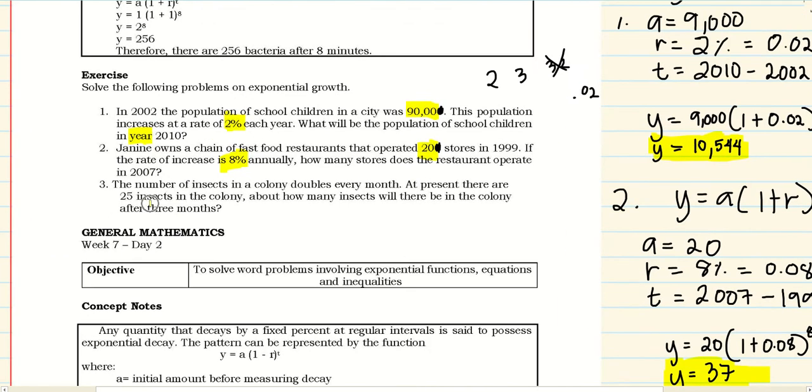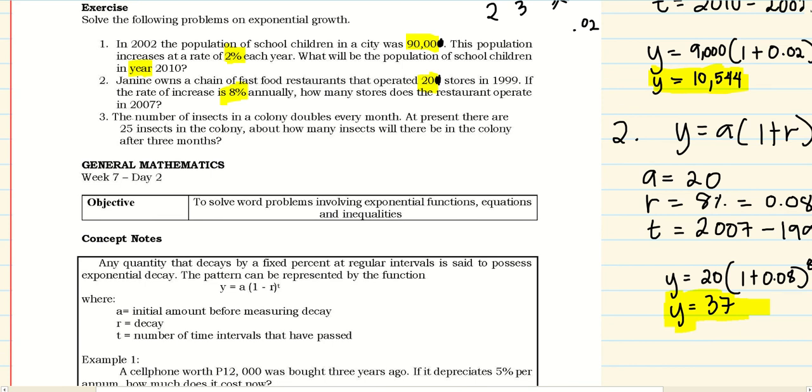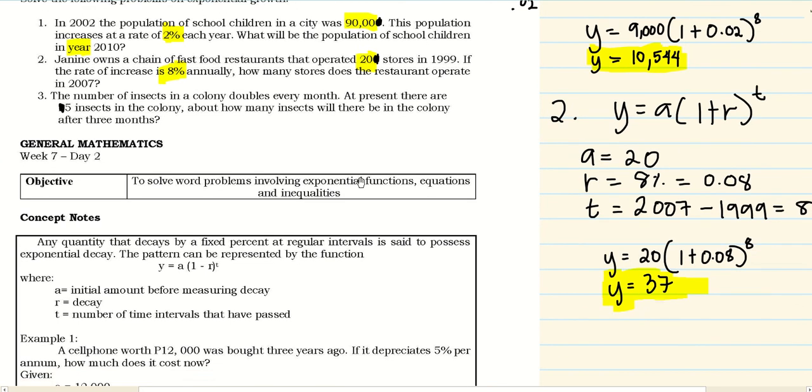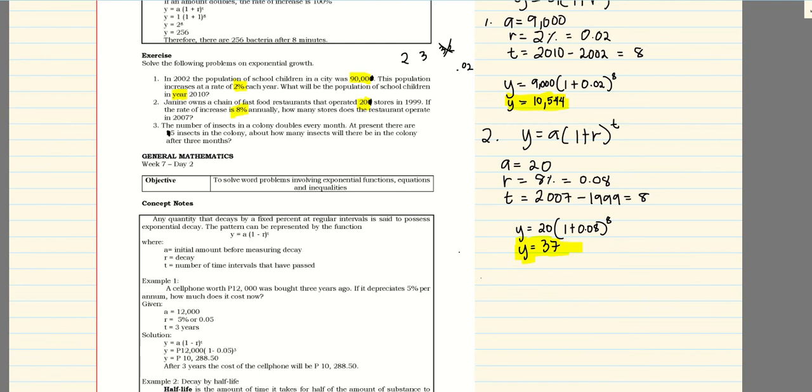Now I will have to erase one, so I'll be erasing this number 2. So we have here number 3: the number of insects in a colony doubles every month. At present, there are 5 insects in the colony. About how many insects will there be in the colony after 3 months? So that is our number 3.